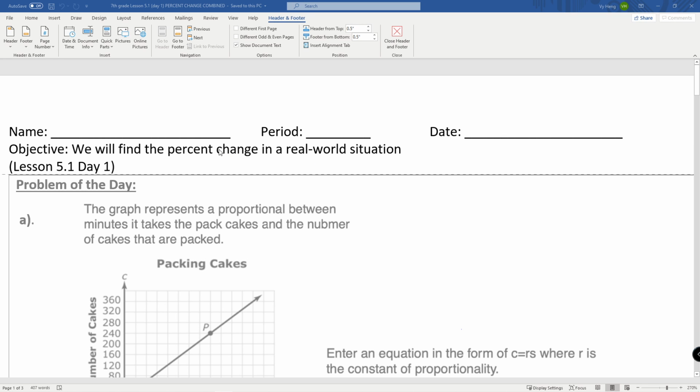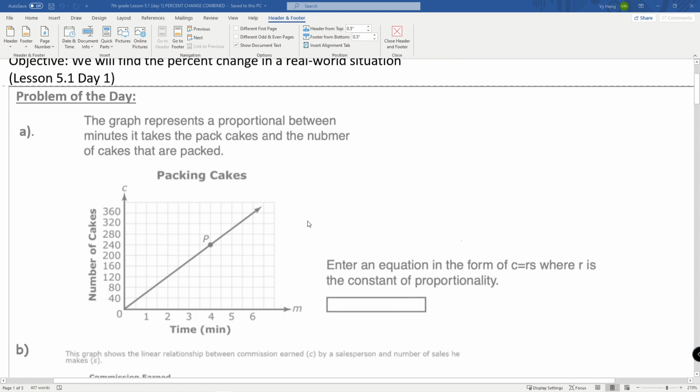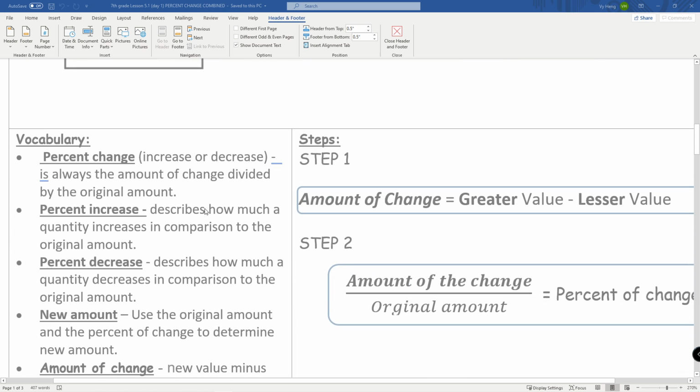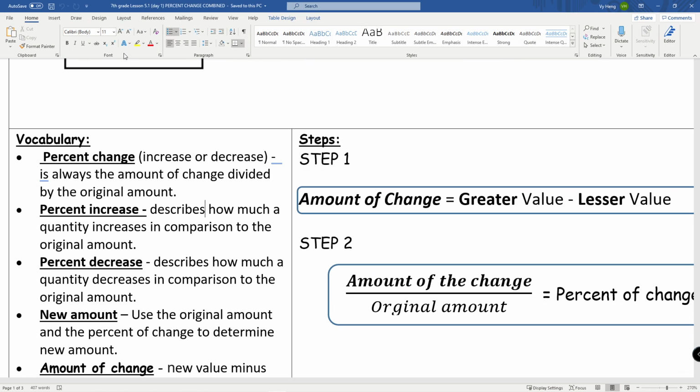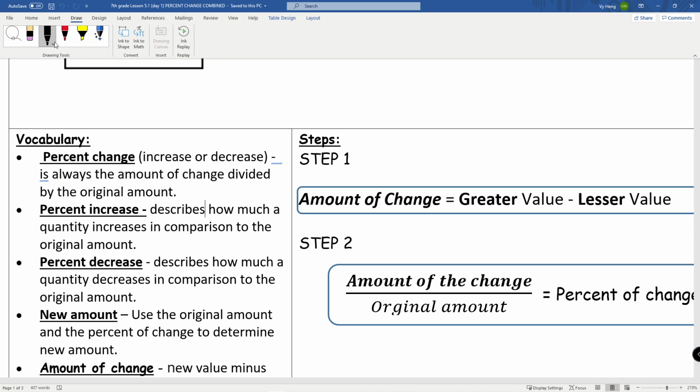The objective is to find the percentage in a real world situation. So just to give you a definition of the percent change real quick, as you can see here, we have the percent change, which is an increase or a decrease. For instance, if I started with 60% and then I went down to, I don't know, 40%, well, this is called a percent decrease, or it changed, it went down. So that's a type of change.